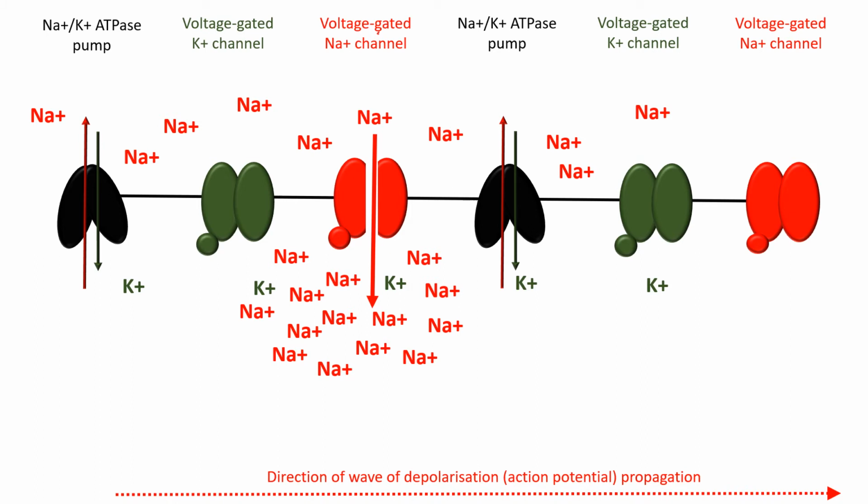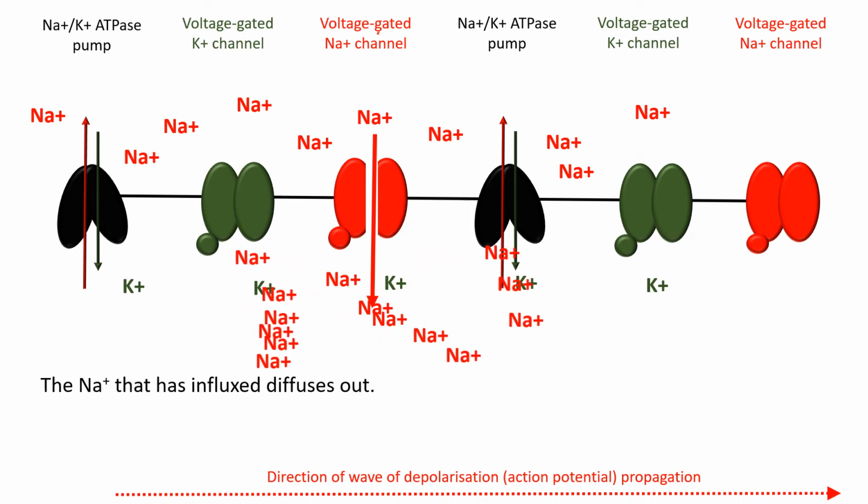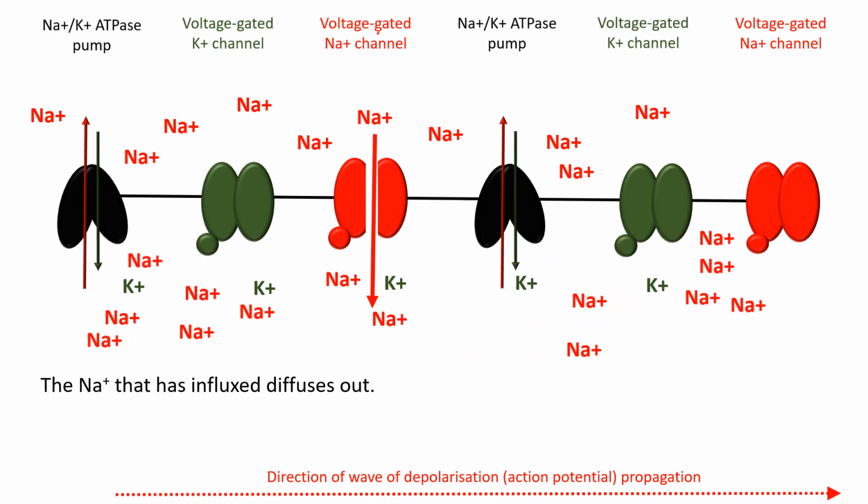Going back to our diagram, this is where we left off. We had our influx of sodium. This is us depolarized. That sodium that has influxed now diffuses out. It diffuses both directions, but we'll explain later how we cope with that. The key thing that we're looking at is to the right there, because that's the direction of our wave of depolarization, our action potential. So our sodium diffuses out, and you can see what's going to happen here.